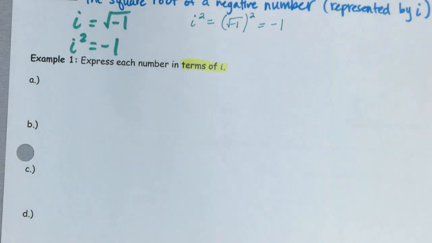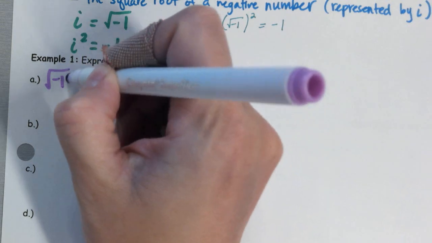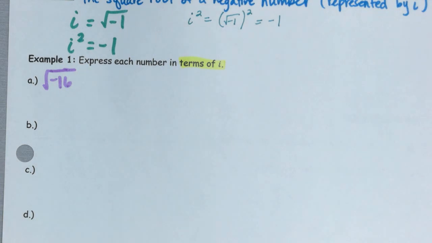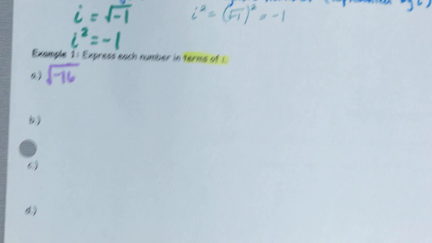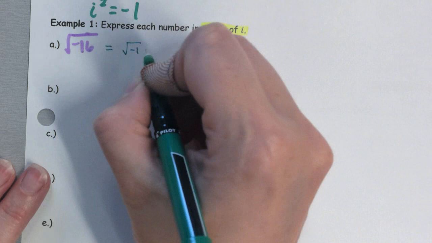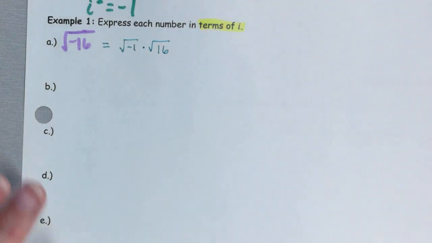Alright, so for A, we have the square root of negative 16. Now the first few times we do this, I'm going to go really slow, and then as we become more comfortable, we're going to speed it up a bit. Okay, so like I said, the square root of negative 16, we can rewrite this as the square root of negative 1 times the square root of positive 16. Remember that with multiplication, when we're simplifying radicals, how we rewrite it? So now we can simplify each one.